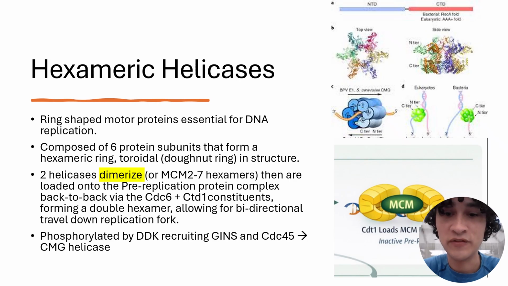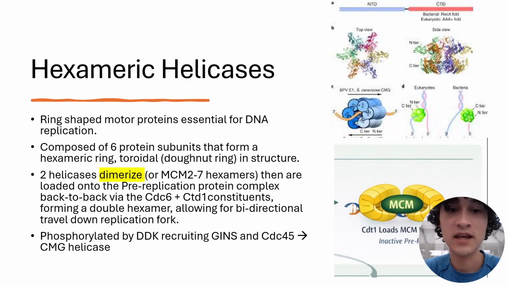I thought I'd demonstrate as well a bit of background on what these helicases look like, just to demystify if anyone's confused. When I say the MCM2-7 dimers, I mean the two hexameric structures are loaded back to back, so the two inactive helicases are loaded back to back on the CDC6 CDT1 loading platform. Then when they're phosphorylated by D-dependent kinase, both of them will respectively recruit those constituents, GINS and CDC45, and that's when they become active, and they go in a bidirectional manner across that double helix strand.